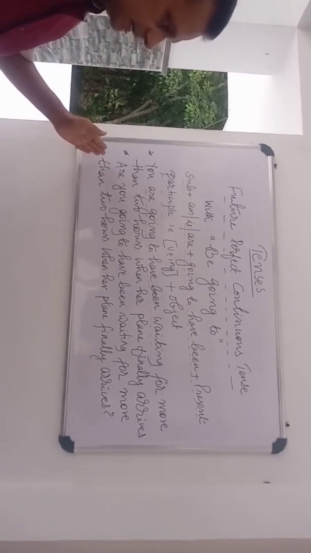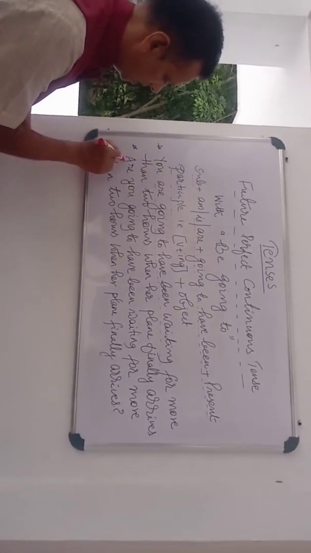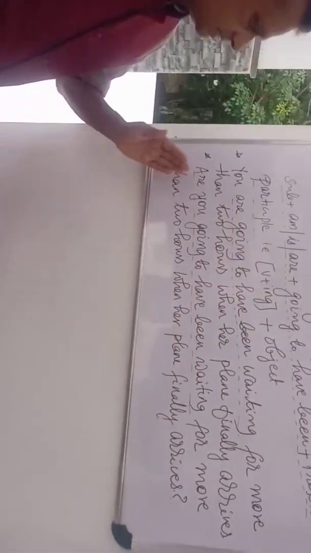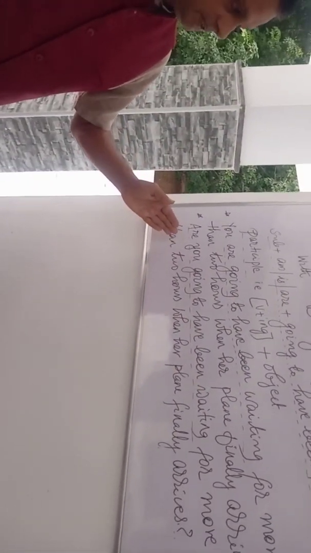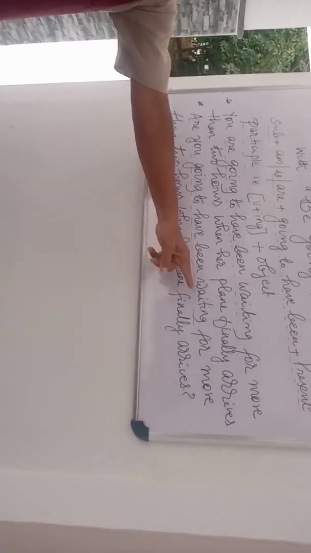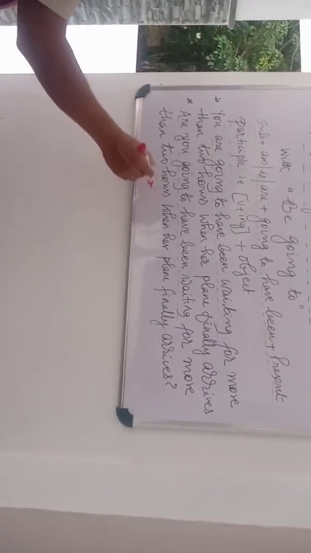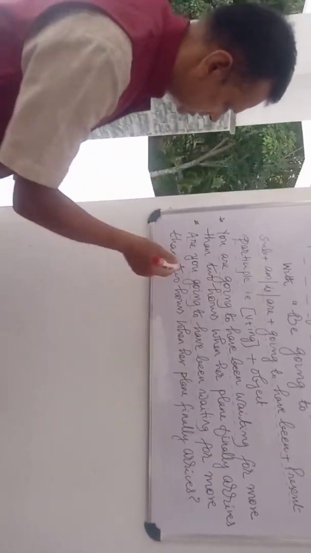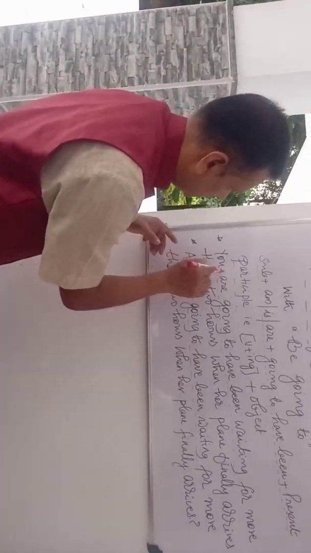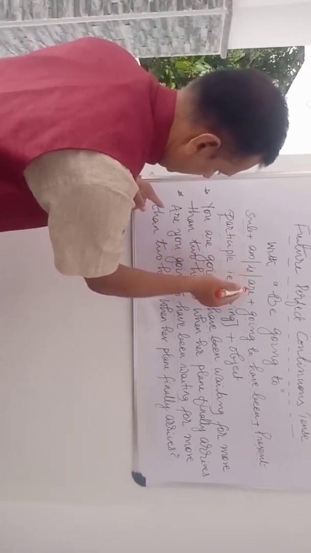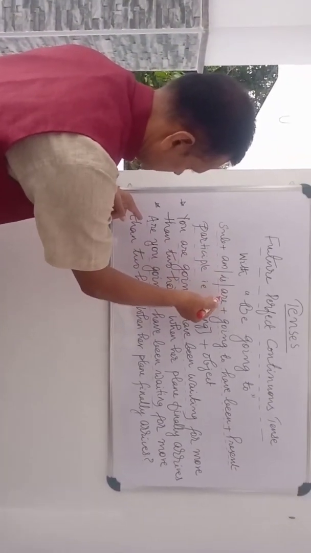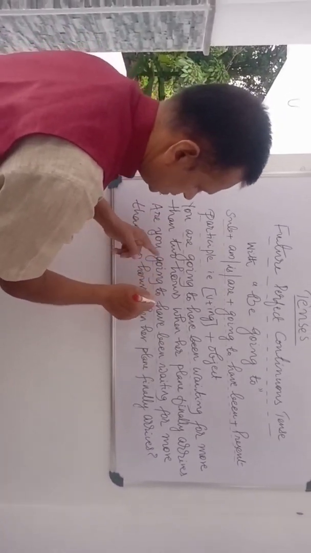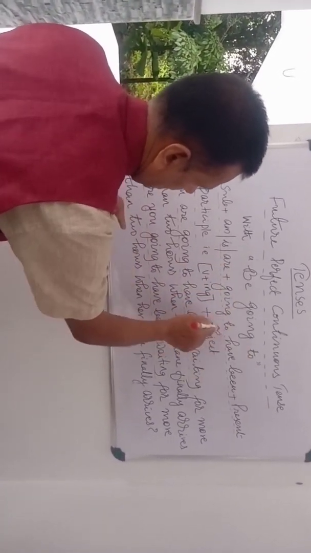Then look at the next sentence: are you going to have been waiting? It's a question. Are you going to have been waiting for more than 2 hours when your plane finally arrives? So here the usage is like this: are, that is am, is, are. From this it is taken as are you, subject, going to have been.